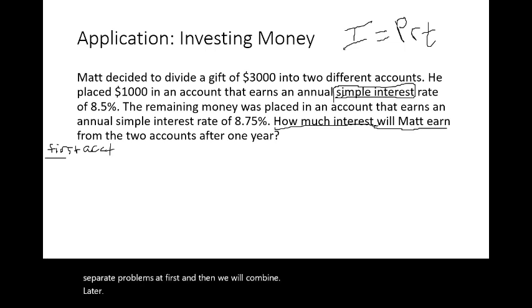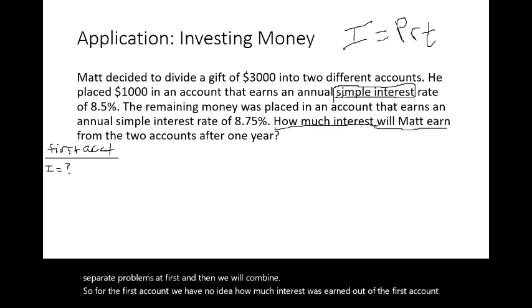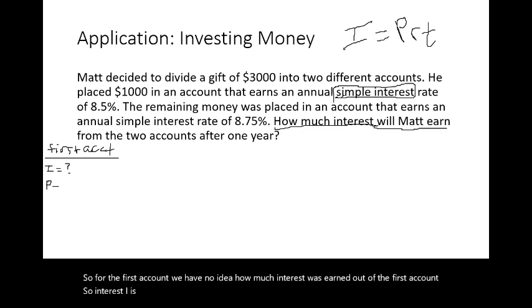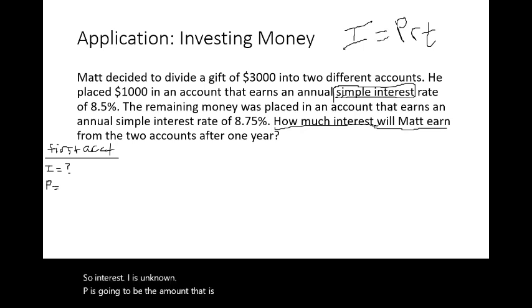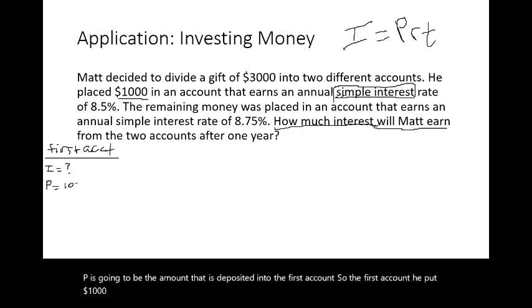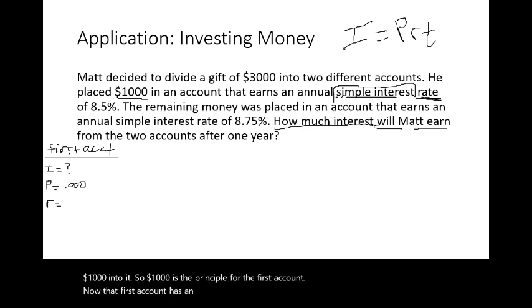So for the first account, we have no idea how much interest was earned, so interest I is unknown. P is going to be the amount that is deposited into the first account. He put $1,000 into it, so $1,000 is the principal for the first account. Now that first account has an interest rate, so that is R, of 8.5%.